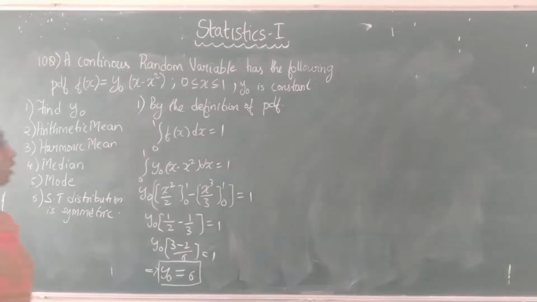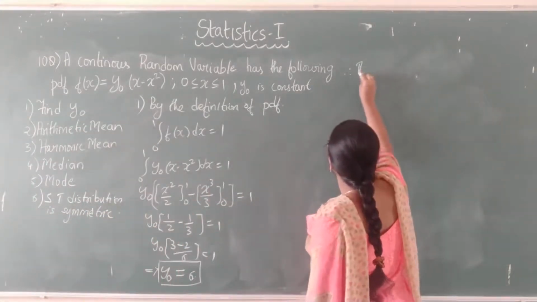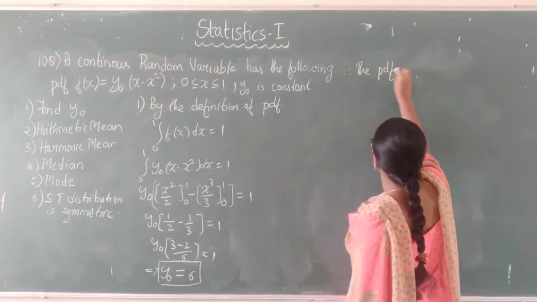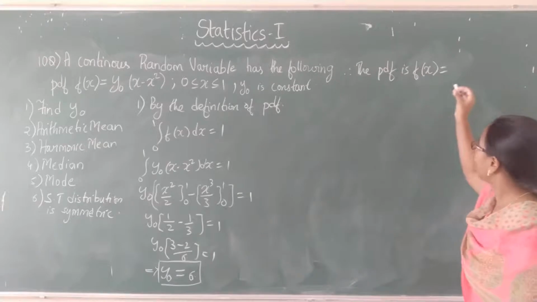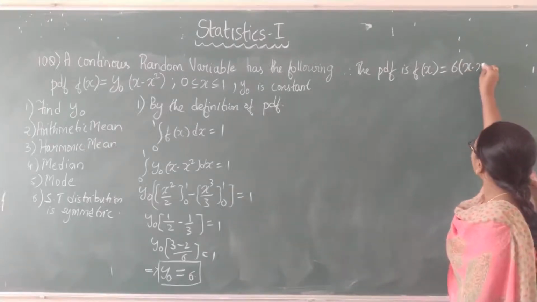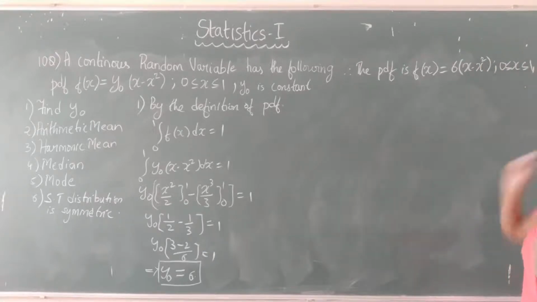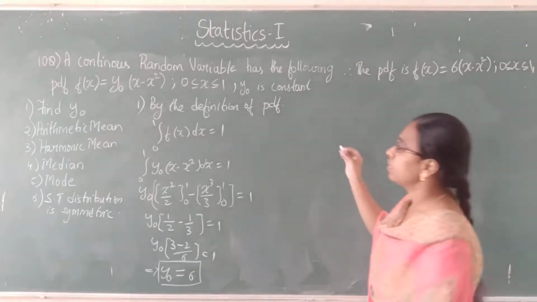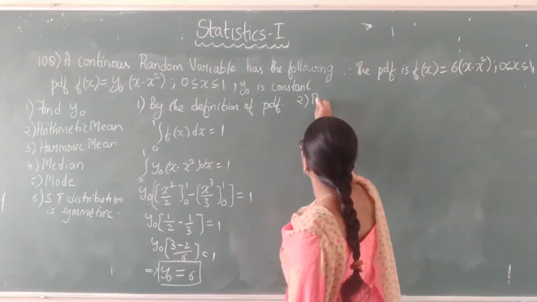Write down the PDF. Therefore, the PDF is f(x) equals, what is the y naught value we got? 6 into (x - x²) within the limits 0 to 1. Now what is the second bit? Second bit is we need to find the arithmetic mean.